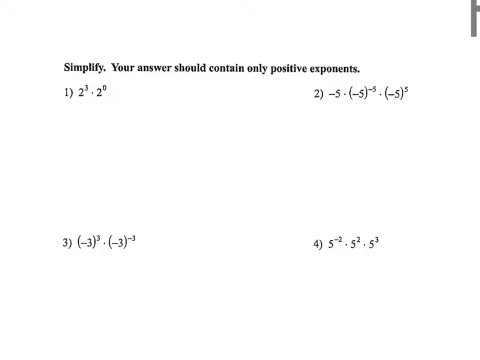All right. Number 1 has both 2's, the same base. Add the exponents. I know it says 0 and you want to put a 1, but look, 2 to the 3rd plus 0. 2 to the 3rd. 8.